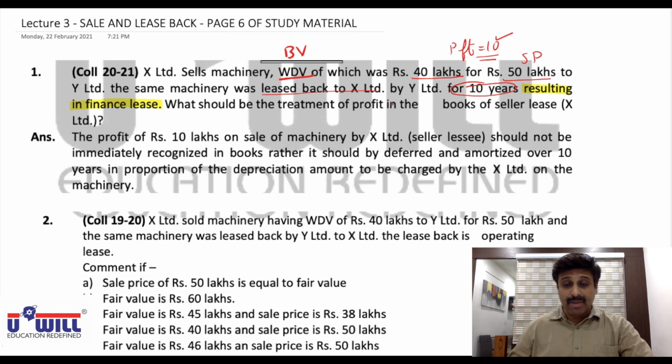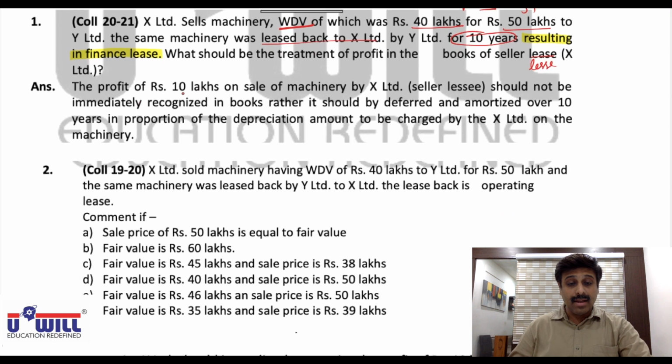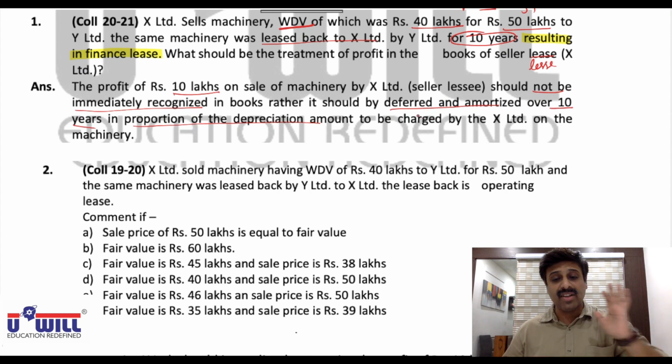So what should be the treatment of profit in the books of seller, lessee? He is now lessee, X Limited. The profit of 10 lakhs on sale of machinery by X Limited, seller, lessee, should not be immediately recognized in books. Rather, it should be deferred and amortized over 10 years and in proportion of the depreciation amount to be charged by X Limited on the machinery. So for finance lease, the answer will always be the same. Whether profit or loss, it should be amortized in the proportion of depreciation.